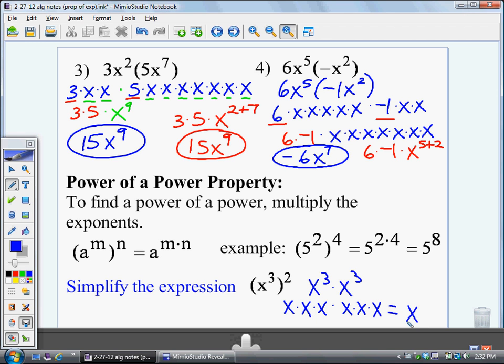I can write the base, which is the same, the factor that's repeated, x, and my exponent becomes 6, and there's your answer, x to the 6th. We got that by just doing x to the 3 times 2, and 3 times 2 is 6, so x to the 6th power.